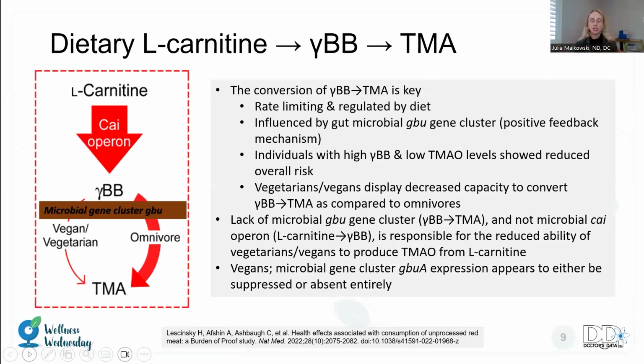Again, the first step is dietary L-carnitine, largely derived from red meat. And the bacteria, their gene cluster converts that into gamma-butyrobetaine. Once it is gamma-butyrobetaine, then it needs to be converted into TMA. It is this microbial gene cluster that is absent in vegans or vegetarians. That is why you can give a vegan a steak and their TMAO production will be significantly less than the omnivore or the carnivore. So this shows us that there is a direct link between the gut microbiome and our diet and then TMAO.